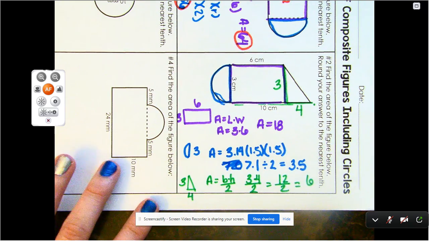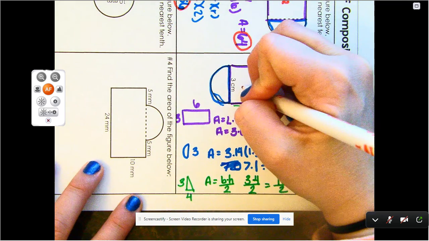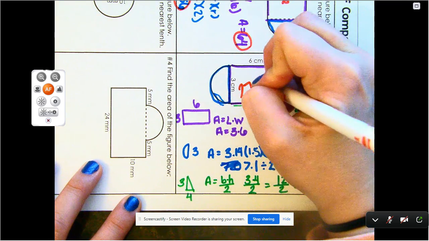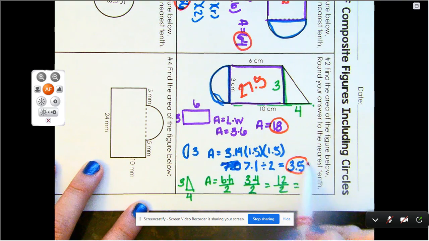Okay, and then to find your total area, you're going to take 18 plus 3.5 plus 6. Okay, and then your total area is 27.5 when I add each piece together. So 18 plus 3.5 plus 6.